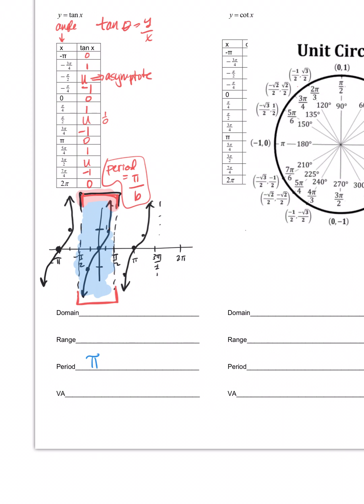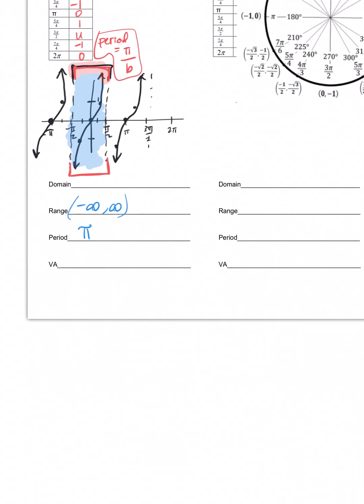Where is the energy today, people? Yes, negative infinity to positive infinity. You know this. It's continuous, right? When you think up and down, it's continuous, so it's just going to be all real numbers. Oh, you can't see what I'm doing. Sorry, I said range. Range is what? Domain is what?